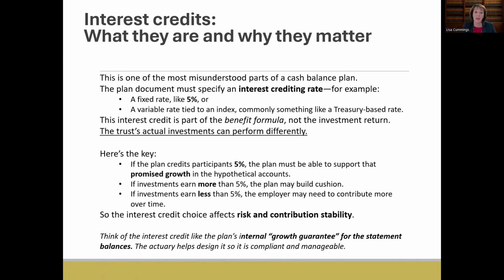If the investments alternatively earn less than 5%, the employer may need to contribute more over time. So the interest credit choice affects both risk as well as contribution stability. Think of interest credit like the plan's internal growth guarantee for the statement balances. The actuary helps design that particular interest credit so that it is compliant and manageable.